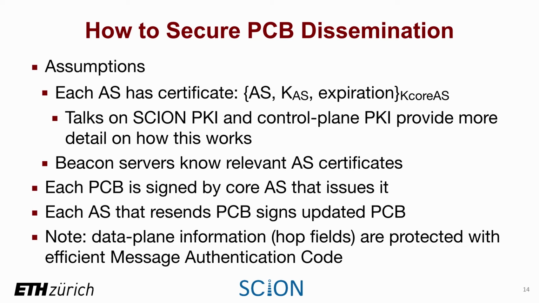So essentially, each PCB now is signed by the core AS that initiates it, and subsequently each AS that adds its own information to the PCB also signs the updated PCB. This is not unlike the S-BGP protocol at this point, which also signs BGP updates that are sent through the network. Also note that the actual data plane information that will be needed, which we call hop fields, are separately protected with message authentication codes that are very efficient to verify, which we're going to see in the video on the data plane.